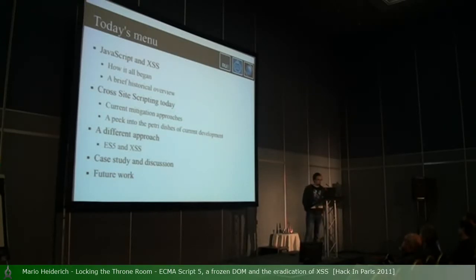So we're going to have some history lessons. We're going to see how it all began, how it started, what cross-site scripting is and why we have it. We will then majorly see what cross-site scripting is doing today, why it's a massive problem, why it increased in capability and impact. We will have a look at current mitigation approaches, and we're going to see a little sneak peek into the petri dishes of current development of anti-cross-site scripting solutions. And then I'm going to try to introduce to you a rather new and different approach of defeating cross-site scripting and seeing what we can do during the next years to actually get hands on this problem.